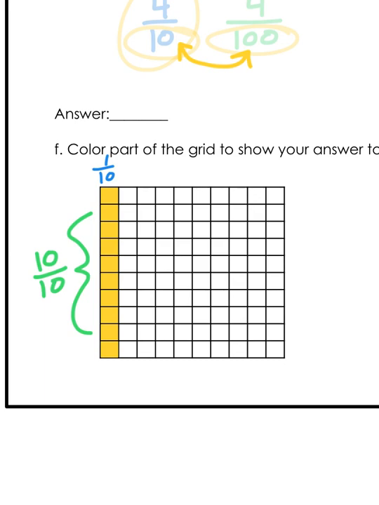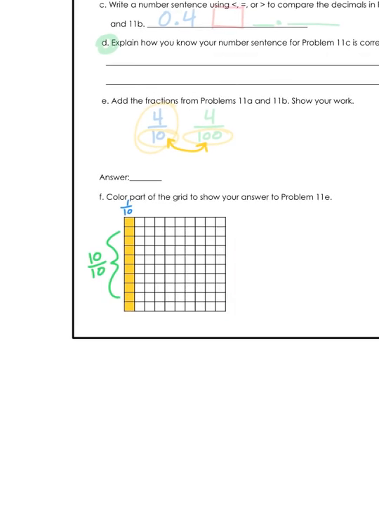Okay, so my question to you is, if I had 4 tenths and then 4 more hundredths alongside with that, how would that be represented as a picture? Either draw it out or print off a copy of this study guide and then fill it in to find your answer. Okay, we will continue on with problems number 12 and beyond in future tutorials.